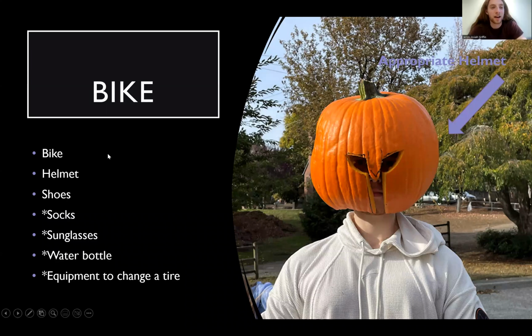Okay, moving on to bike. So obviously you need a bike. That's pretty important. You would not want to run the whole bike course. You'd probably get kicked off the course because you're taking too long. Definitely bring a bike. That's really, really important. And then also really important, helmet and shoes. Those are self-explanatory as well. The ones that have asterisks are ones you don't need.